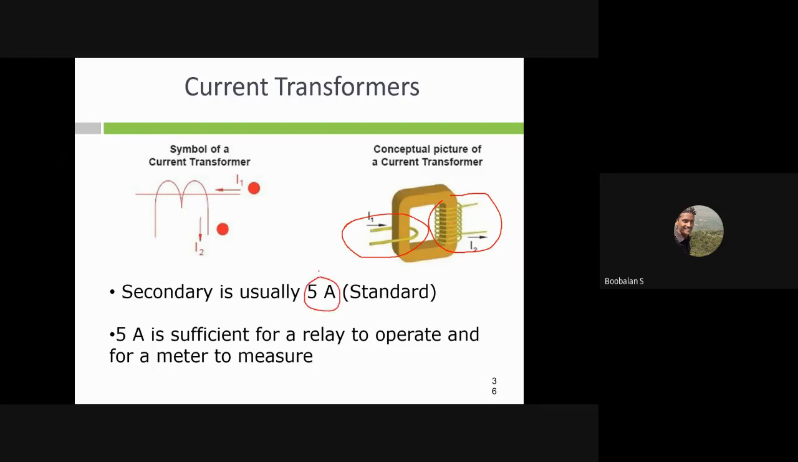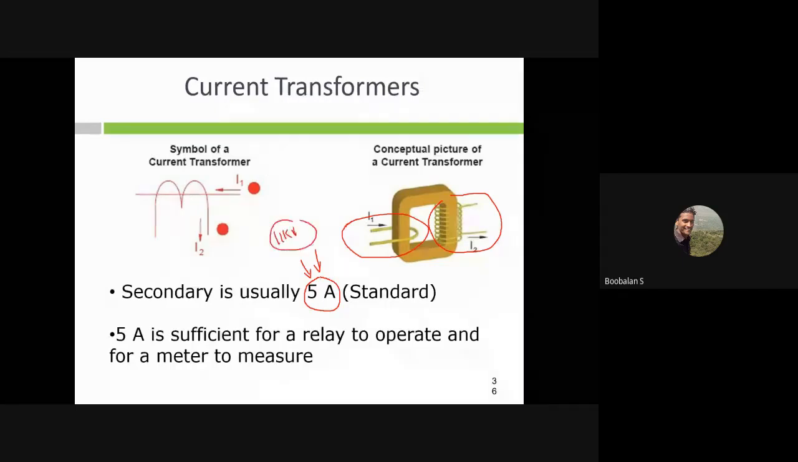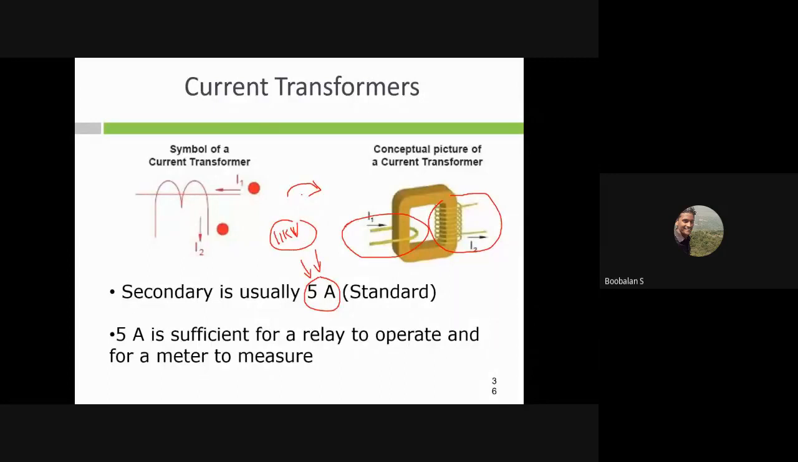Based upon the customer and manufacturer, they will have varieties of output, right? But a minimum of 5 ampere is needed. I'm just talking about overhead lines, like 11 kV or 66 kV, those voltages, in the switch yard. For that purpose, the relay needs a minimum of about 5 ampere. That's why in standard it will be 5 ampere, right?